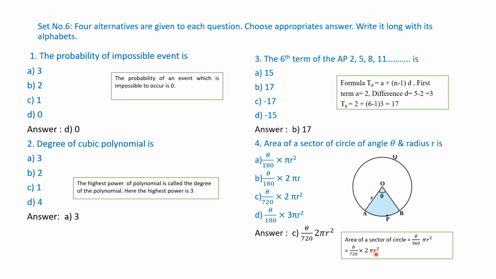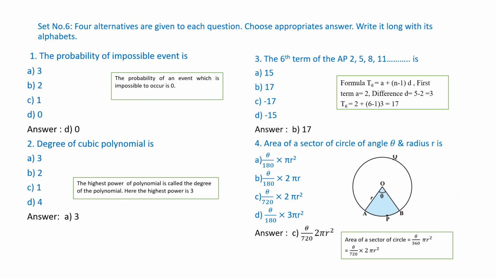Therefore our answer will be this, but theta by 360 is not given in the options. He has given theta by 720. Therefore we will multiply and divide it by 2. Theta divided by 720, that is 2 into 360, is 720, and because we have divided it by 2, we are multiplying again, 2 pi r square. This is the answer, and it is available in option C, that is theta by 720 into 2 pi r square.